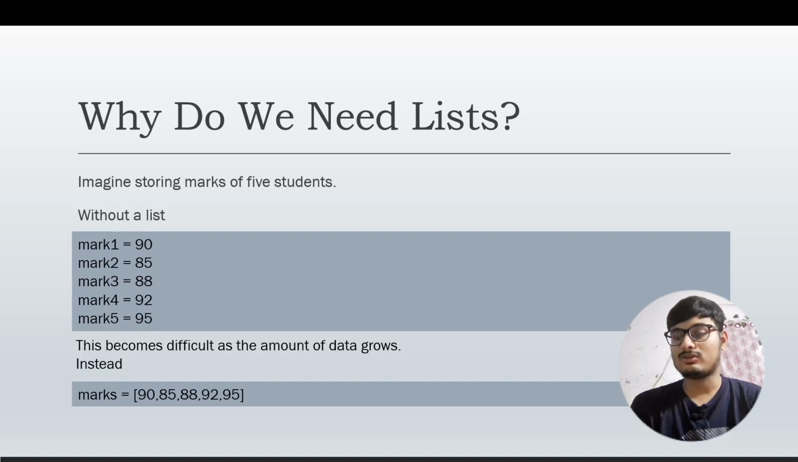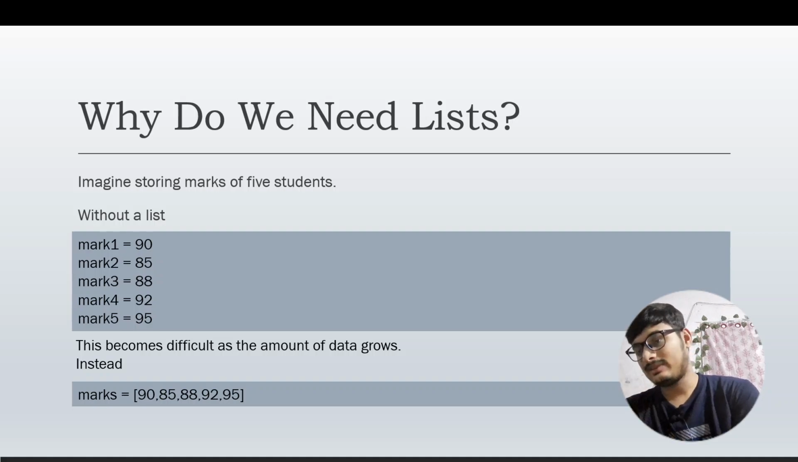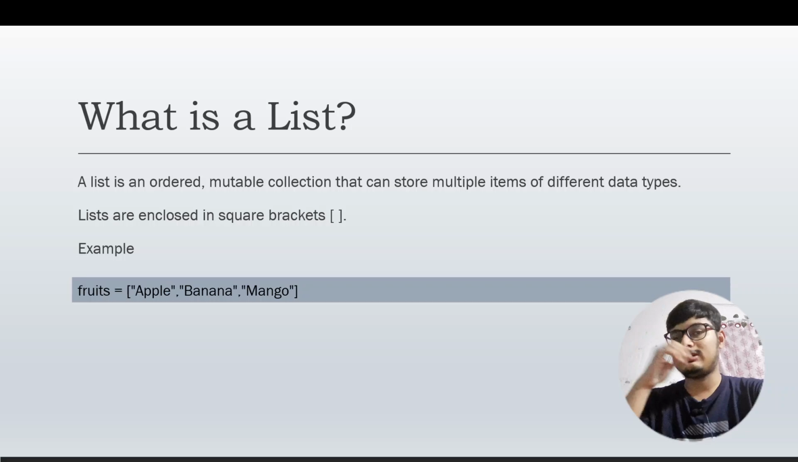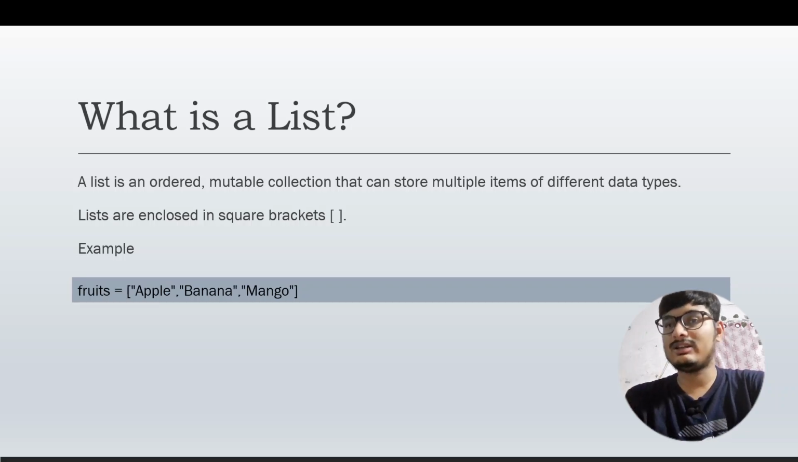Lists help us to solve this problem as well, because they can club together different data types, like entities with different data types. So it is very helpful for us if we store our data in the list format. So what is a list? A list is an ordered, mutable collection that can store multiple items of different data types.